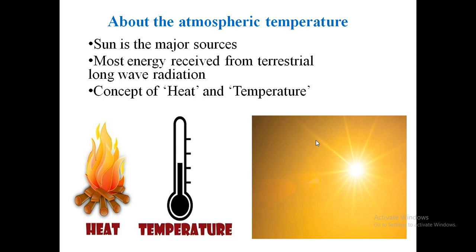First of all, we have to know what temperature is and what the sources of temperature are. As we know, the sun is the major source of atmospheric temperature. In fact, the atmosphere receives a very low amount of heat energy directly from the sun, as it receives most of its energy from the long wave terrestrial radiation. The atmosphere receives energy from the sun and the earth by the process of atmospheric heating and cooling through the processes of radiation, conduction and convection.